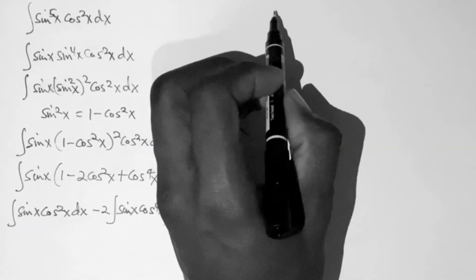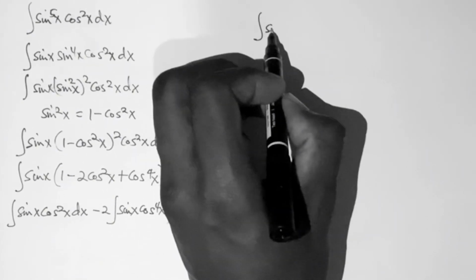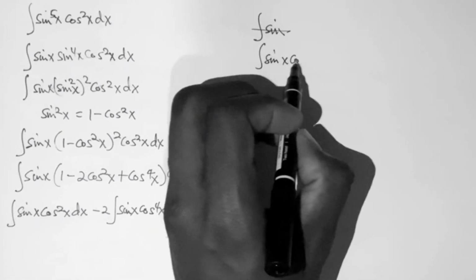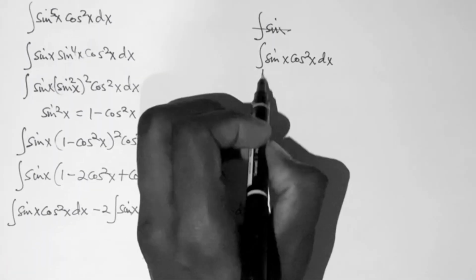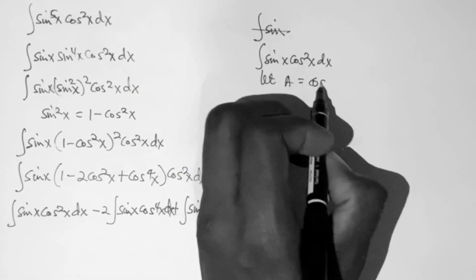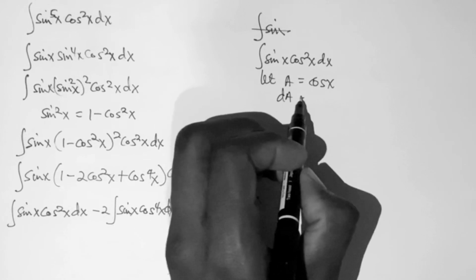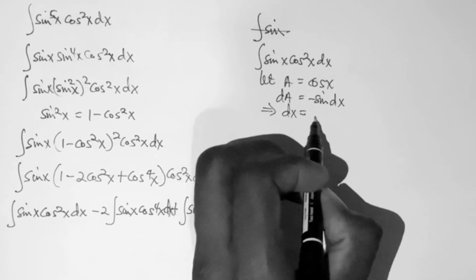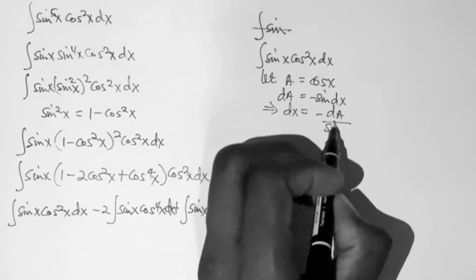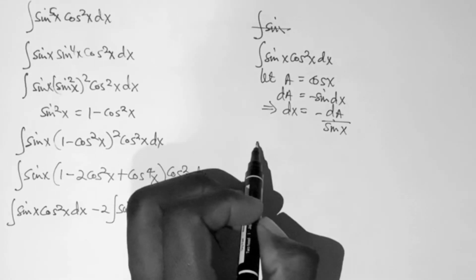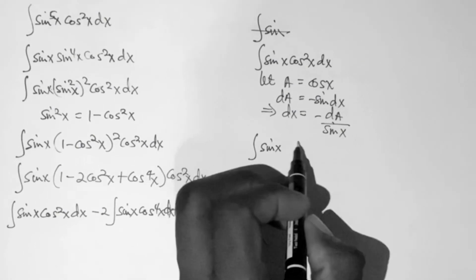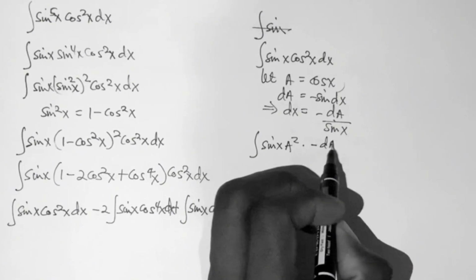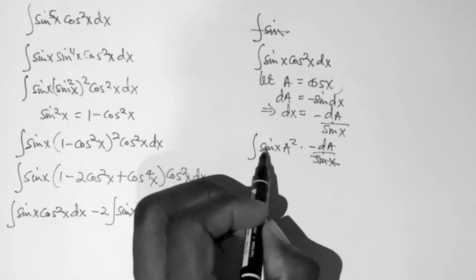So let me do that here. What is integral of sin x cos^2 x dx? So let a be equal to cos x. So da is equal to minus sin x dx. So this implies that dx is equal to minus da over sin x. And therefore, this integral becomes integral of sin x, then cos^2 x becomes a^2, then dx becomes minus da over sin x. So this and this one will cancel out.